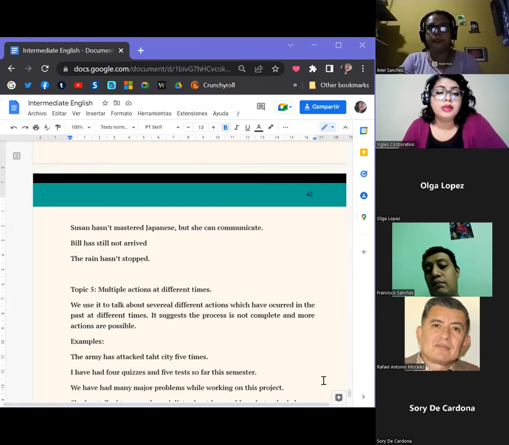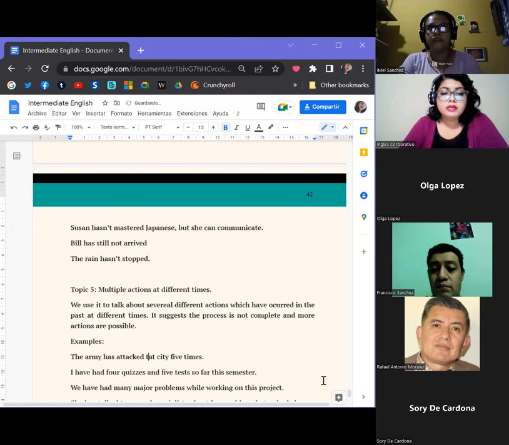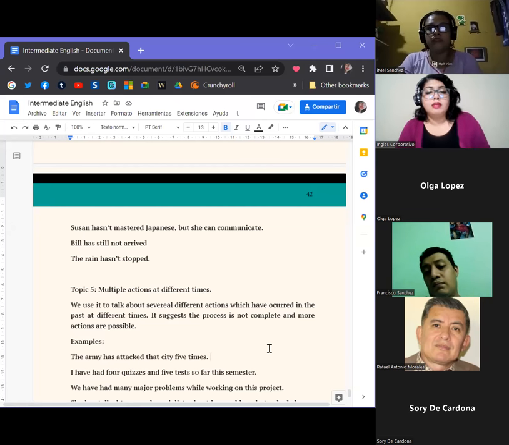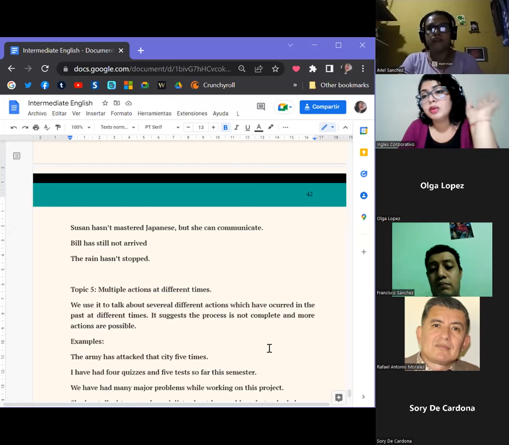Like in the first example, that it says the army has attacked that city 5 times. So in that case, it's saying that the army has attacked a specific city, but we are expecting that more attacks can happen, or maybe they have a different kind of action in that moment. So in that case, we have 5 topics in which we are going to use the present perfect.